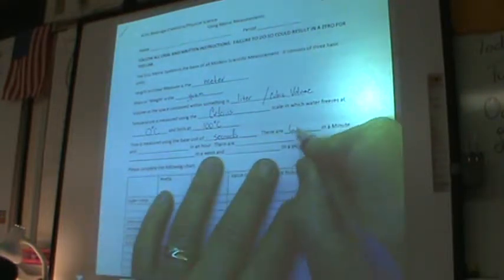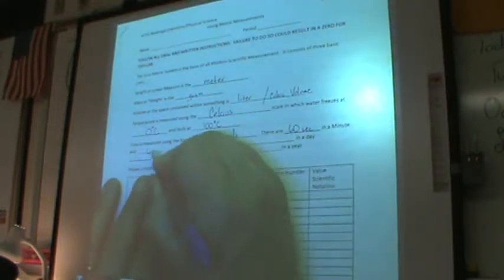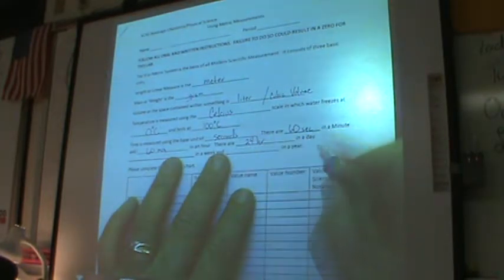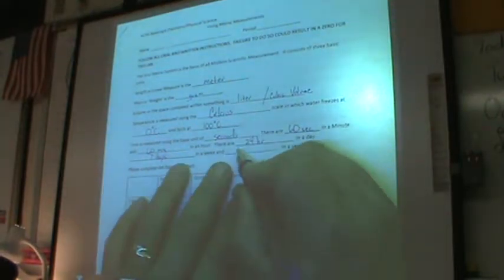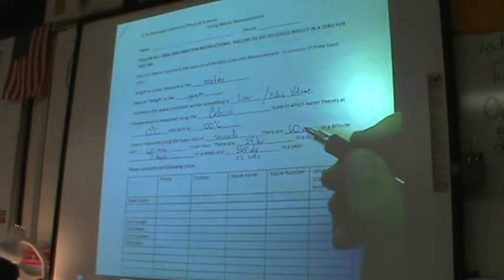There are 60 seconds in a minute, 60 minutes in an hour, 24 hours in a day, 7 days in a week, and 365 days in a year, or 52 weeks in a year. So there you go. That's the first part of that.